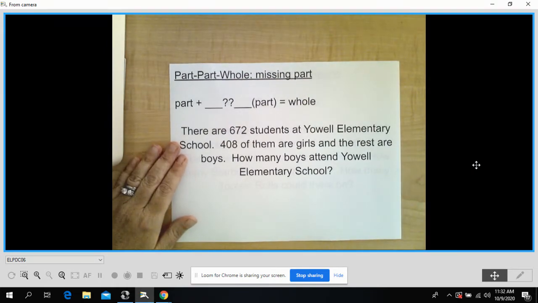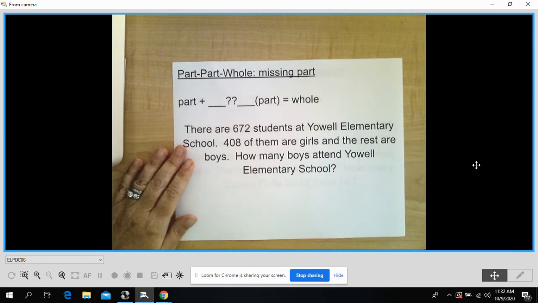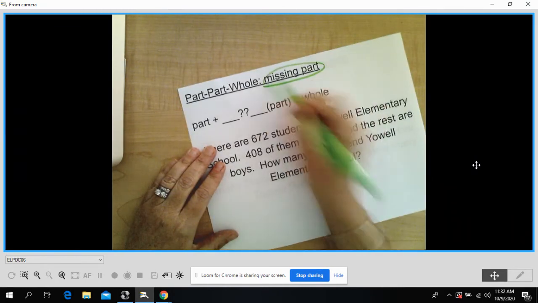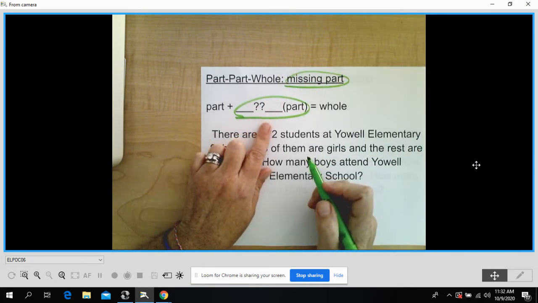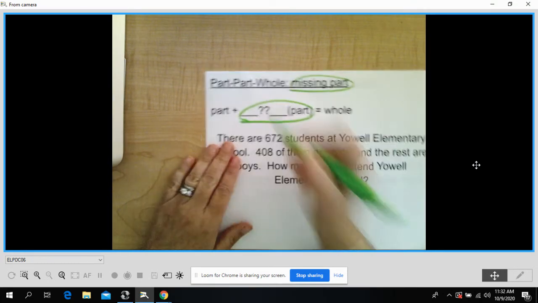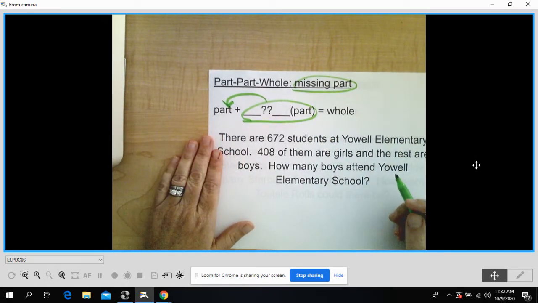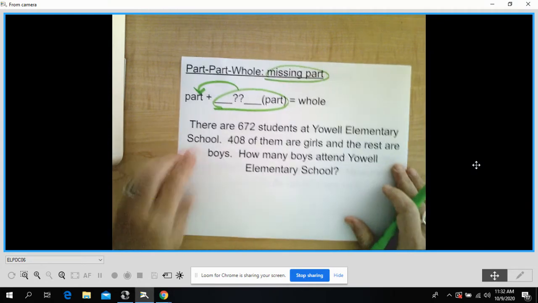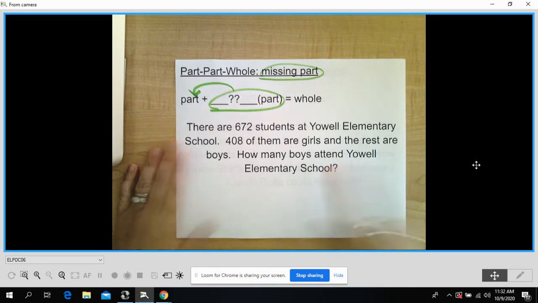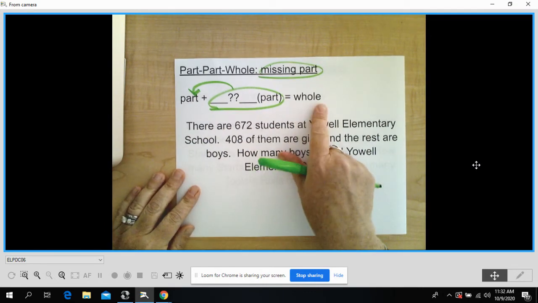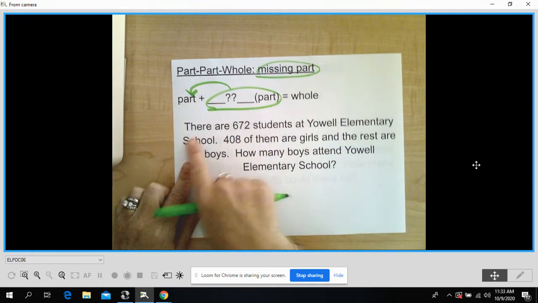All right. This time, we have a missing part, a missing piece of the problem. It might be the second part, like I circled here where I put my question marks, but it also might be the first part, okay? I'm only going to do just this one example for right now, but the same applies for both. All right, so we're missing a part. We know the whole. We got to figure out what the missing part is.